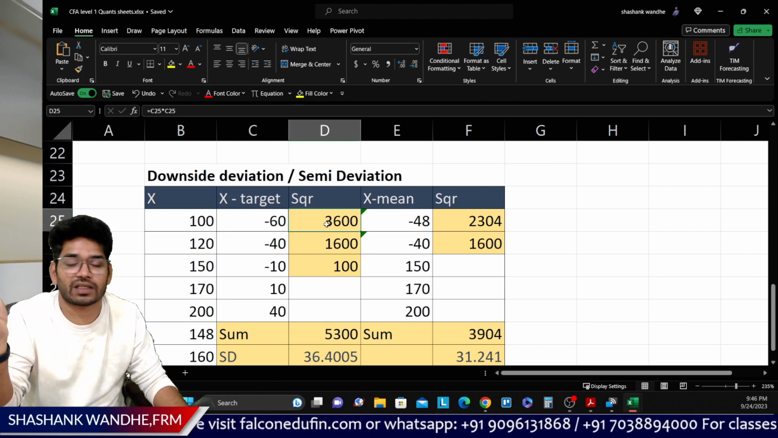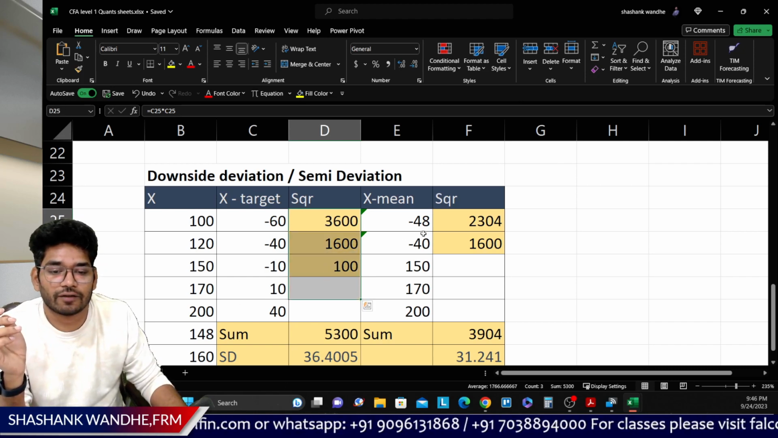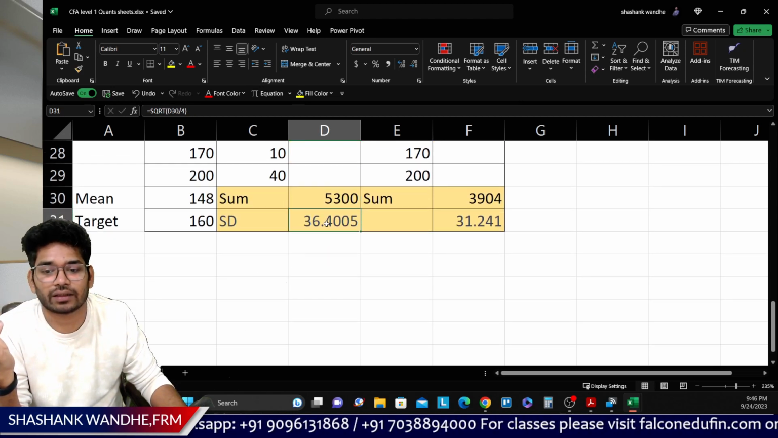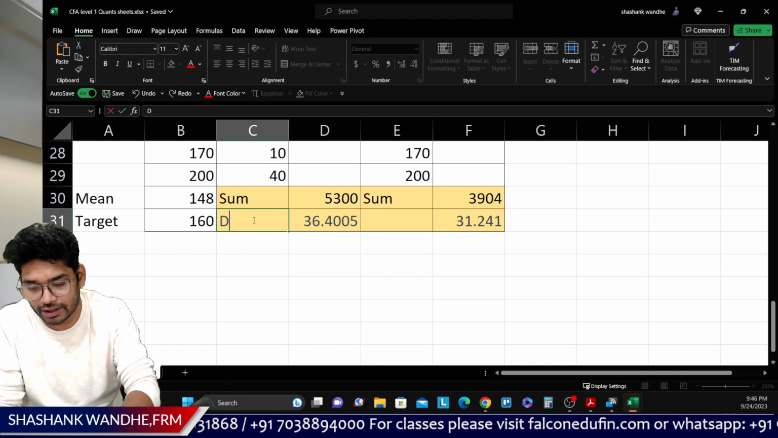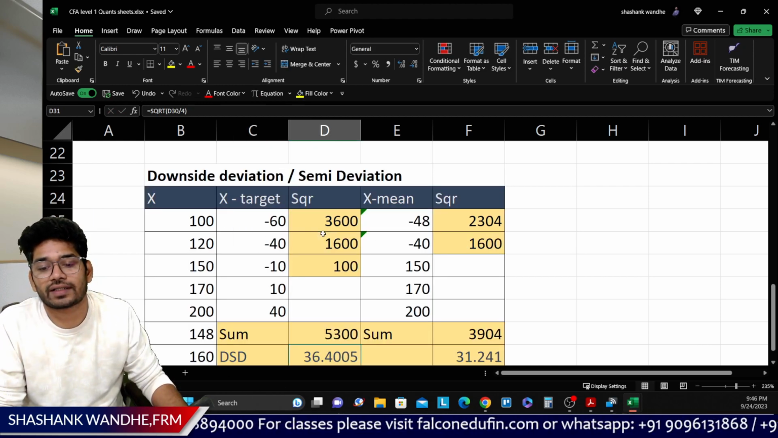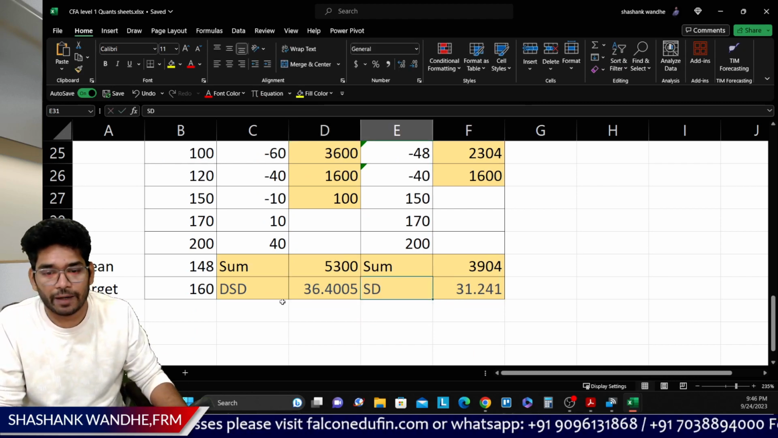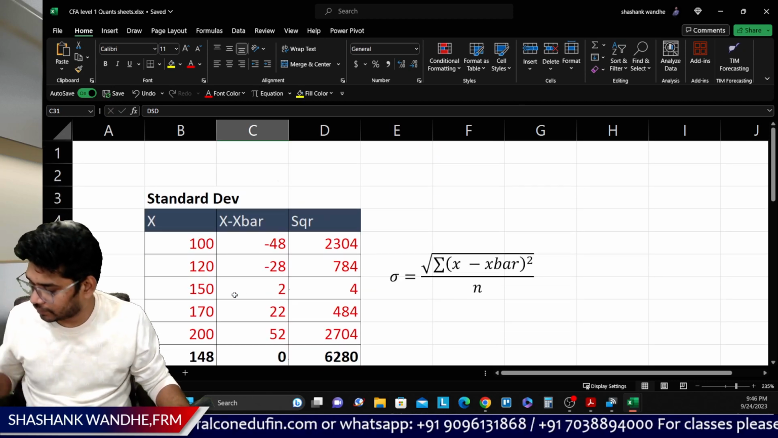Again, we will apply the same principle as standard deviation. We will square these values. After squaring it, we will calculate our sum, and then calculate the, again, this is not the standard deviation, this is downside deviation. So downside deviation is 36 and standard deviation is 31. This is your standard deviation. Okay, so these are the 3 concepts in dispersion.